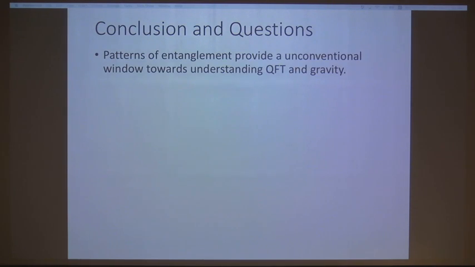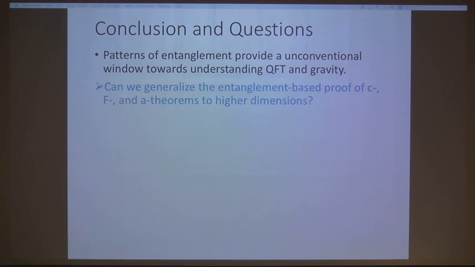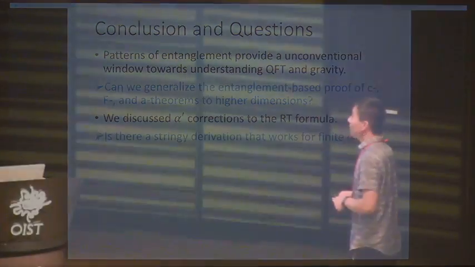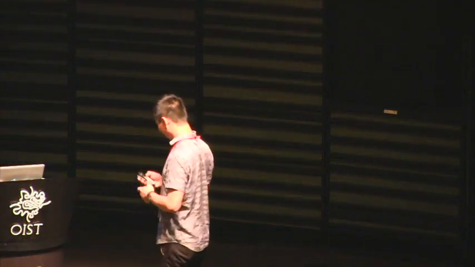Let me conclude with some questions. So we have seen that patterns of entanglement provide a non-conventional window towards understanding quantum field theory and gravity. One thing that I'd like to understand is, can we generalize the entanglement-based proofs of the C, F, and A theorems in various dimensions to higher dimensions? Currently, we only have 2, 3, and 4. Can we do 5 and 6? We discussed alpha prime corrections to the RT formula perturbatively. Is there a stringy derivation that works for finite alpha prime? That would be very useful.